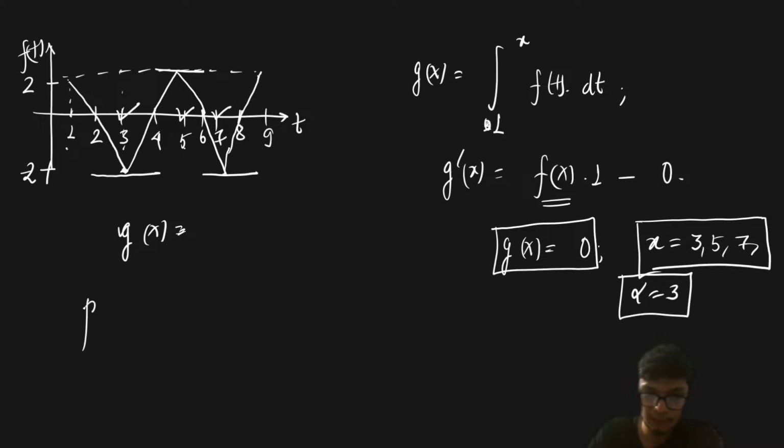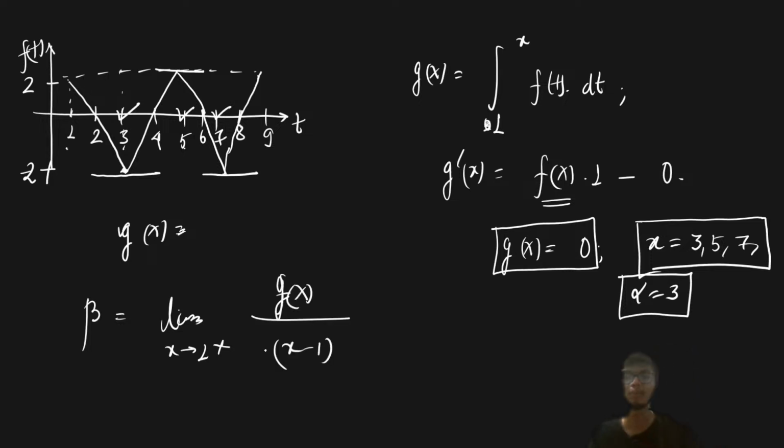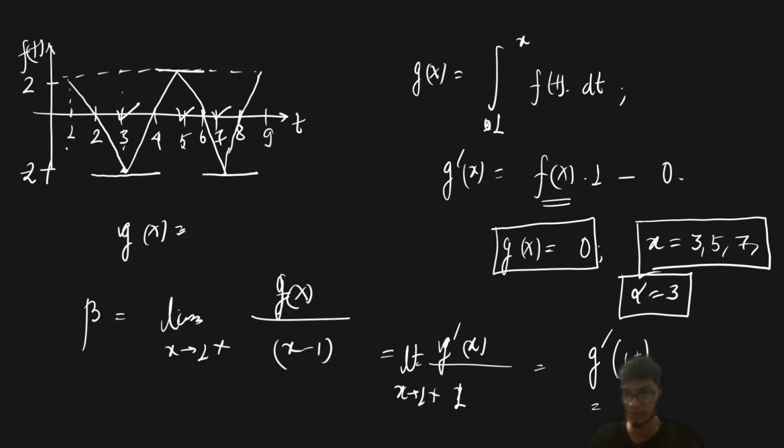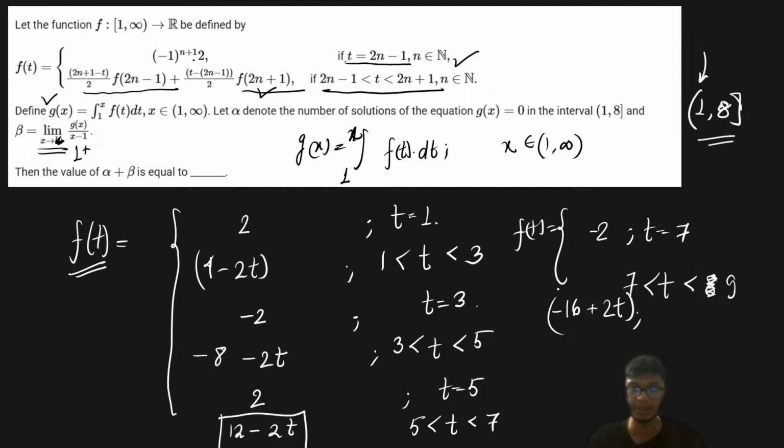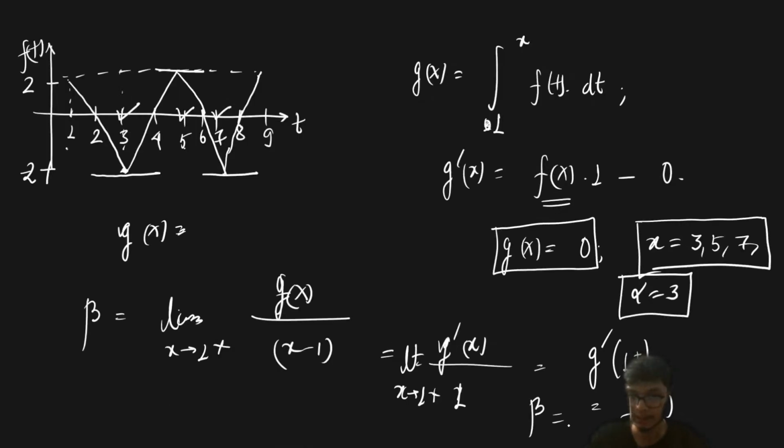Now our next task is to calculate the value of beta, which is nothing but the limit as x tends to 1 plus of g of x divided by x minus 1. I am simply going to use L'Hopital's rule over here, which gives me g dash of x divided by 1, with the limit as x tends to 1 plus. So the value of the limit is going to be g dash of 1 plus, and that is basically f of 1 plus. So f of 1 plus, if we look over here, is in this interval. If I put t equal to 1, it comes out as 2. So therefore I get the value of beta as 2.